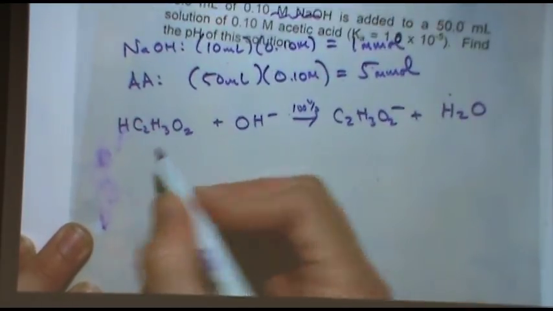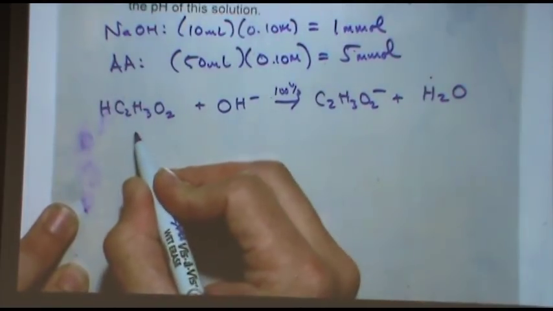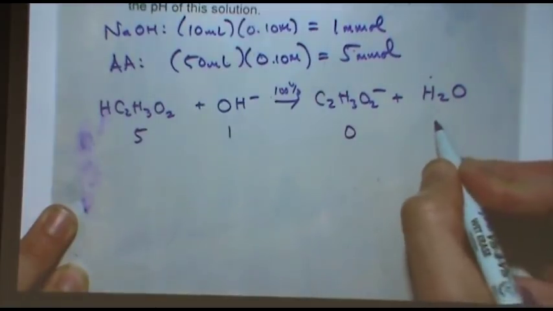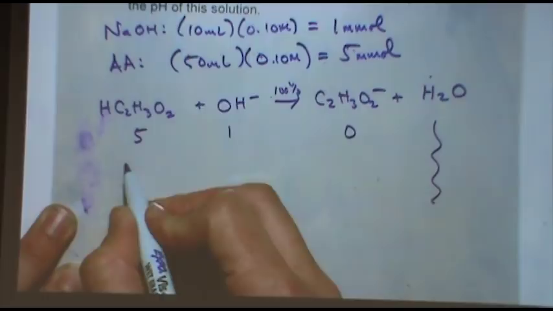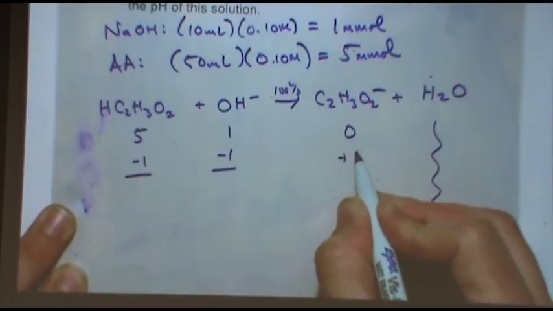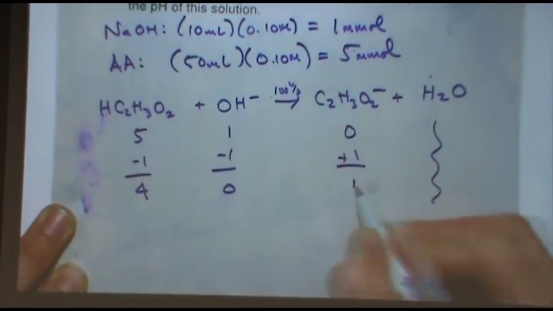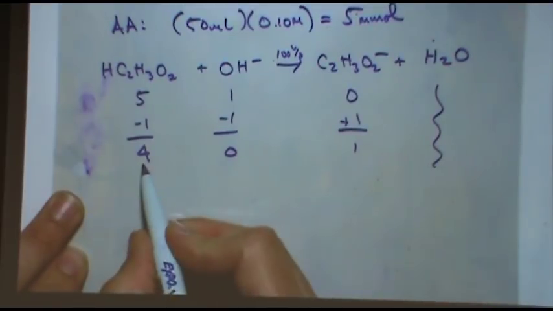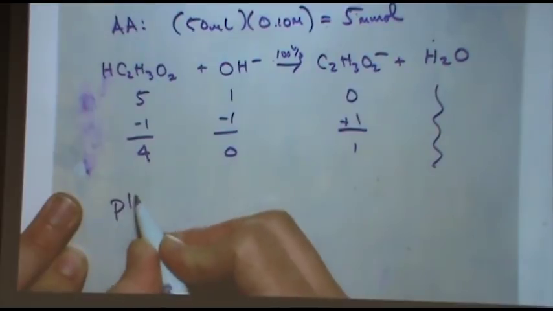Let's just find out the amounts we have so we're all straight. You wouldn't necessarily need to write this down if you can figure this out in your head, but let me just write it out explicitly so we can see it. It started as 5, that started as 1 millimole. We're going to lose the smaller one, that's the limiting reactant, and add it to the right-hand side. That'll leave 4, 0, and 1. Well, we've just produced 1 of the conjugate base, and we have 4 millimoles of the weak acid, so we can use the Henderson-Hasselbalch.